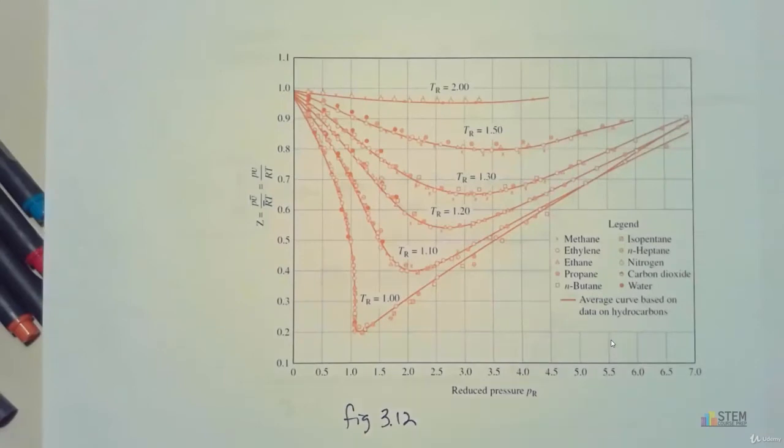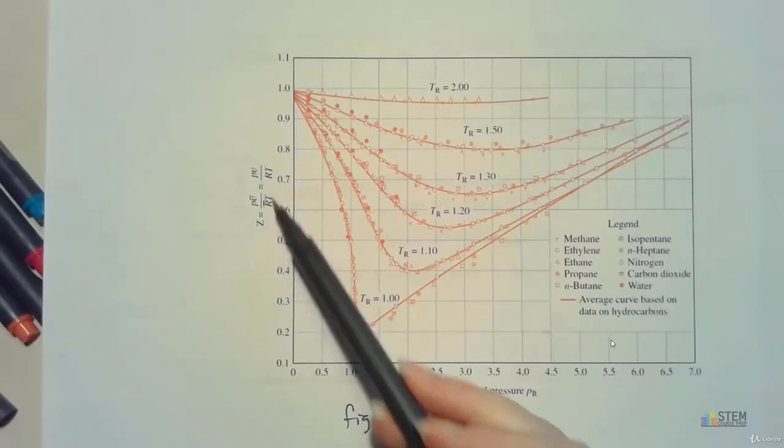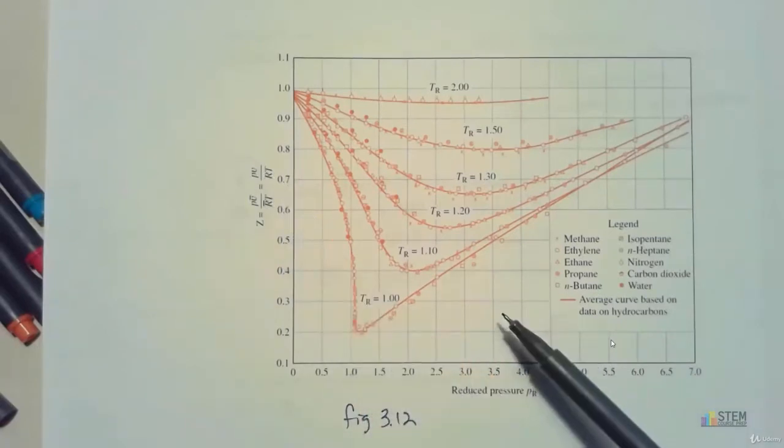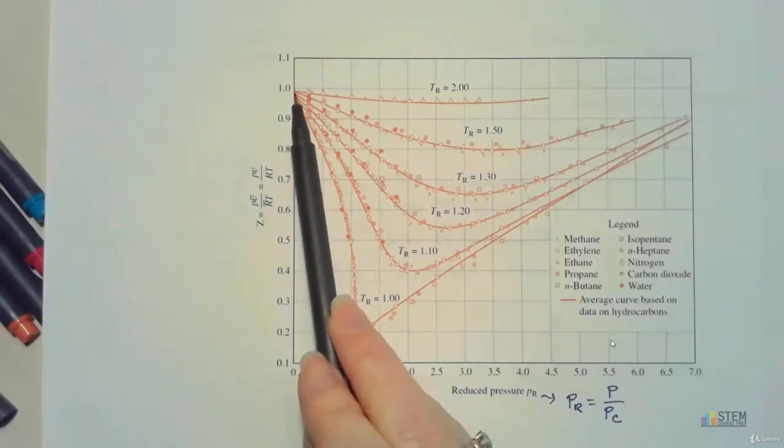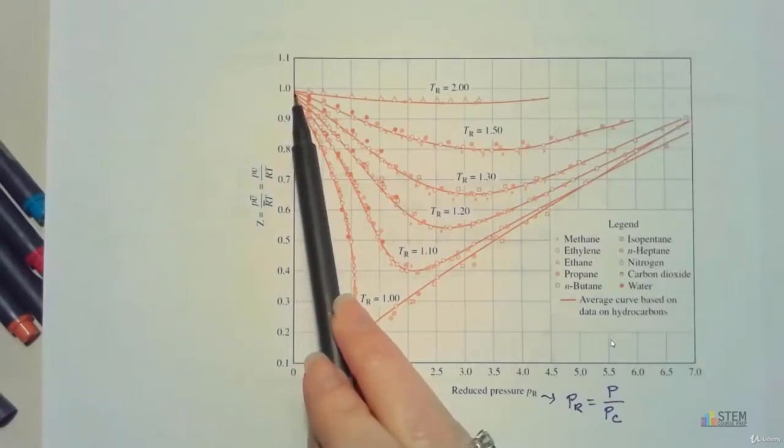This is figure 3.12. What this shows is our Z value, so PV over RT, and here is something called reduced pressure. This is basically a comparison of your pressure to the critical pressure, and we'll write this down on the other sheet in just a second. So we've got P over PC, where PC is critical pressure. This is just the ratio. You can see as this ratio, PR, that reduced pressure, gets small, the values all tend to go towards 1 for Z.